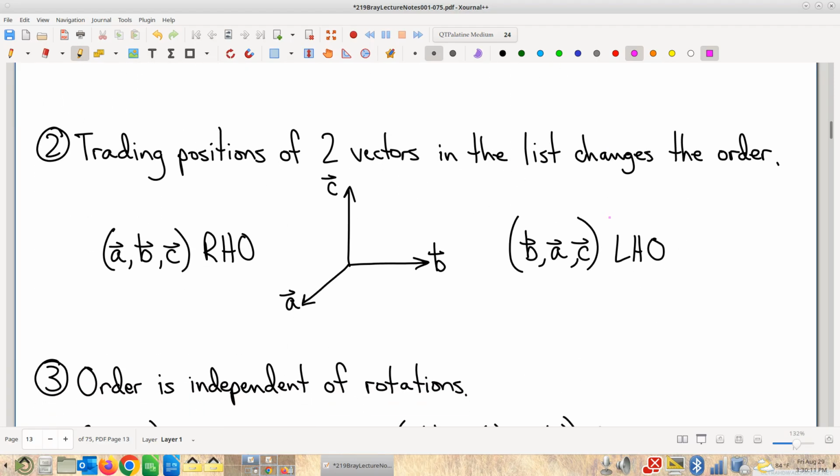If you trade the positions of any two vectors, it'll always change the order. And you can do the little hand gesture on this. So ABC, right hand order; BAC, left hand order. That'll always work. And again, the whole story is independent of rotation.